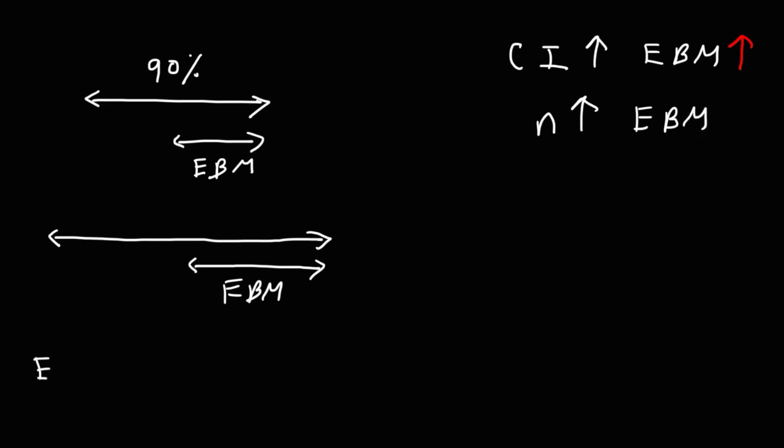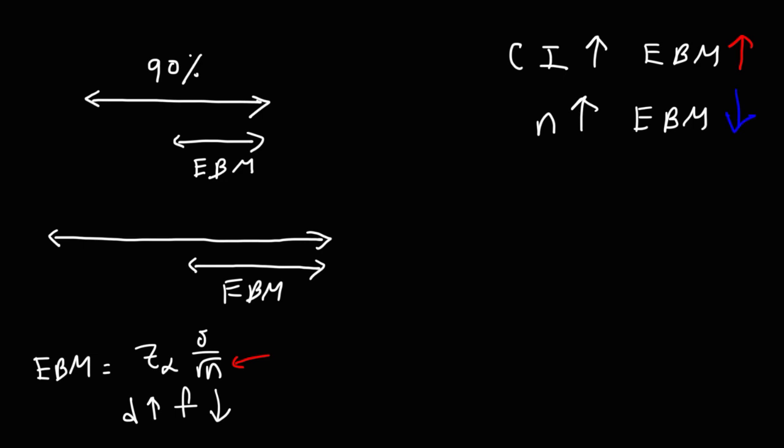Now keep in mind, the margin of error, the EBM, or the error bound for the mean, that's Z alpha times sigma over the square root of n. Notice that n is at the bottom of the fraction. Whenever you increase the denominator of a fraction, the value of the entire fraction goes down. It's an inverse relationship. Therefore, as you increase the sample size, the margin of error decreases.